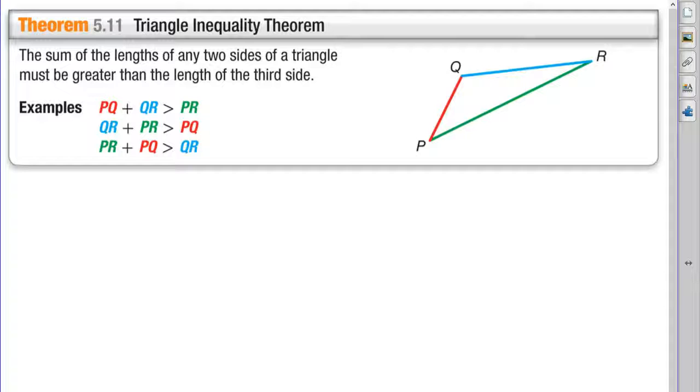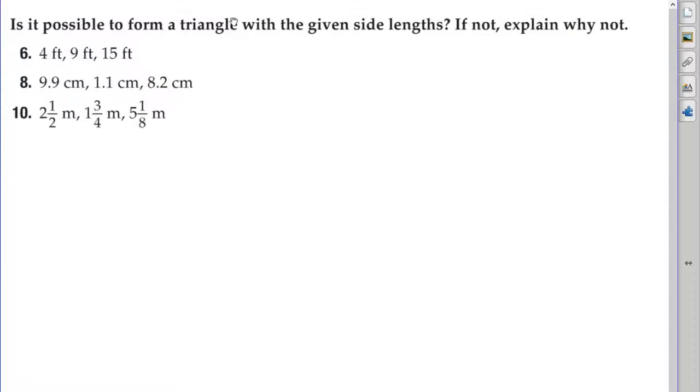The triangle inequality theorem states that the sum of the lengths of any two sides of a triangle must be greater than the third side. The real trick is that the sum of the two smallest sides has to be more than the third. Otherwise, it doesn't work out. So that's the quick, dirty way to say it.